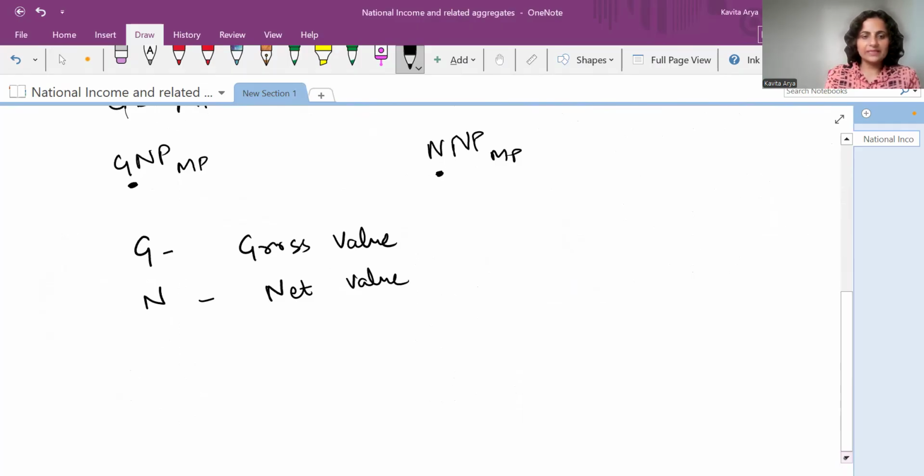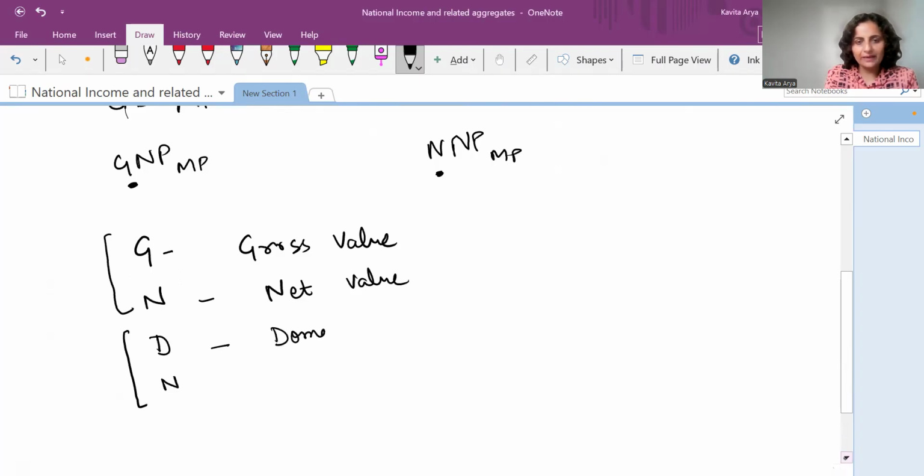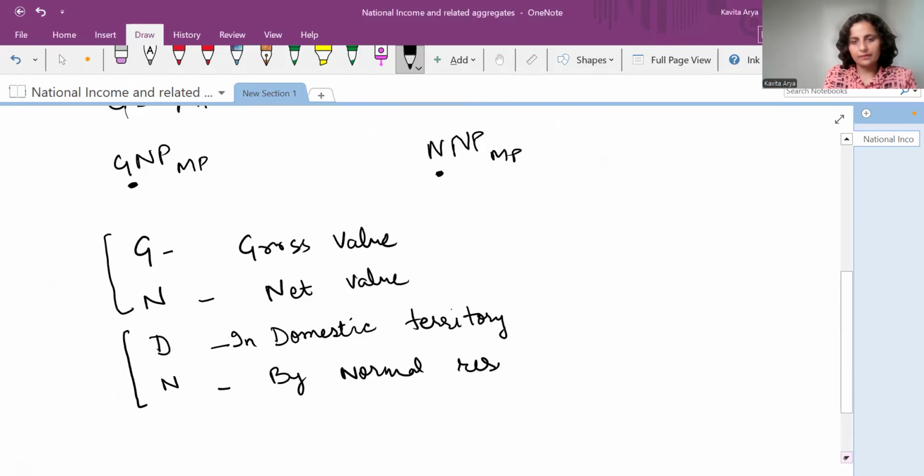I have covered the first point, either G or N. Now let me cover the second point. This is the first place I've covered in the national income aggregates. The second place is either D or N. D means domestic, and it means we'll write in domestic territory. Wherever we see N, we will write by normal resident.